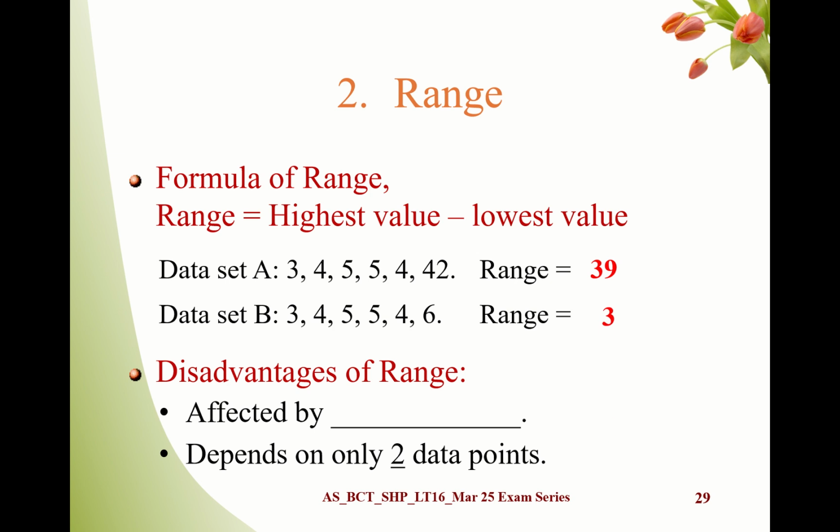So you can see here that definitely range is affected by outlier. Here 42 is the outlier, right? Because it's way bigger than the rest. So range is definitely affected by the outlier because you take the biggest value. So it does only depend on 2 points only.